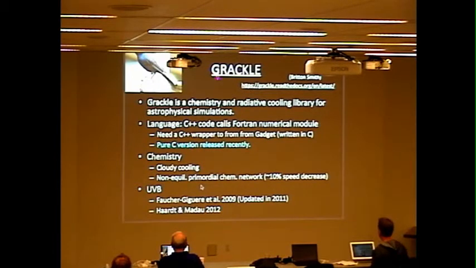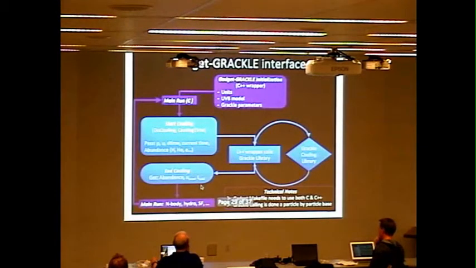So basically, Grackle is a chemistry code using Cloudy cooling, which also allows a non-equilibrium primordial chemistry network. And in our tests, if you turn on the non-equilibrium cooling, it does slow down the code a little bit, by about 10% or so, but it's not to the level of being impossible to run. So I think it's still feasible. Everything seems to be fine so far. Here's how we did it.